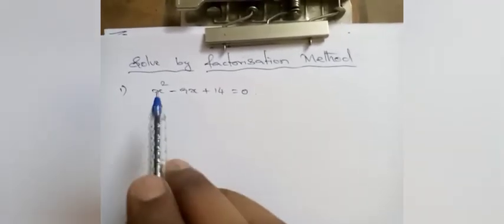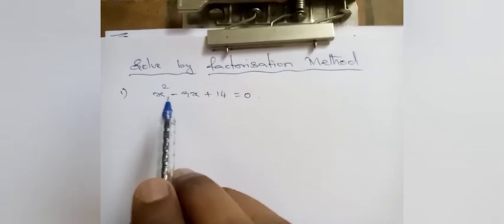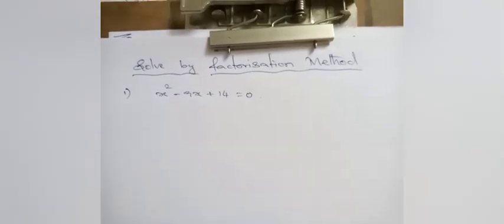Quadratic equation. Any doubt about that? No. How are we telling that this is a quadratic equation? Here the highest order of the degree is 2. The highest order of x is 2, or we can say the degree is 2. That's why it is a quadratic equation, right?